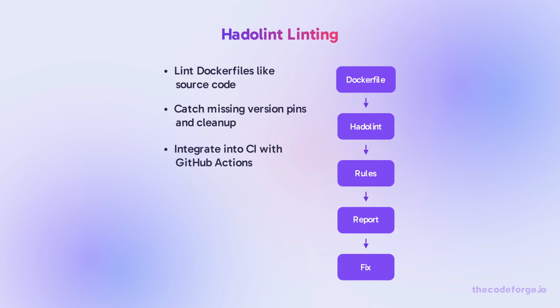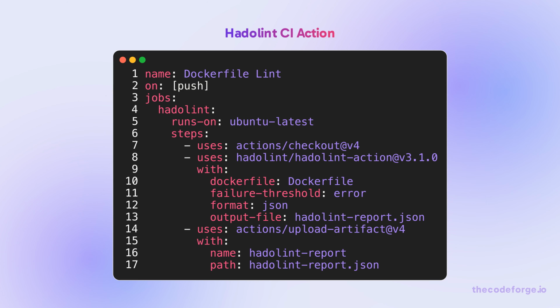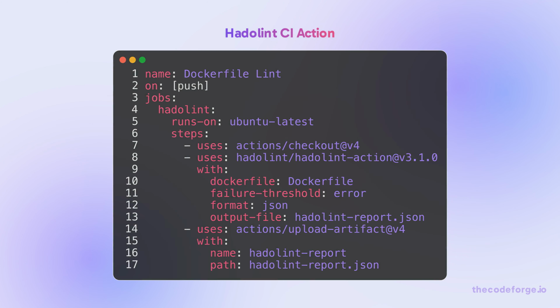Hadolint checks Dockerfiles for common mistakes. Rules like DL3008 enforce version pinning, DL3009 enforces apt cleanup. This GitHub action runs Hadolint on every push. It fails the build on error-level violations, catching bloat early.